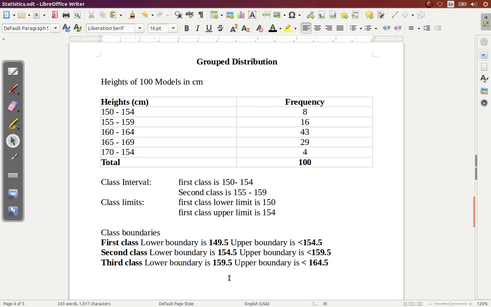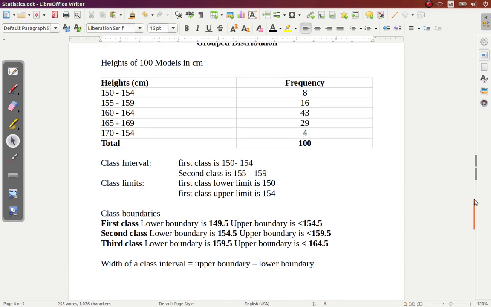Let's look at one more thing here. The width of a class interval. What is that? Basically, it is equal to the upper boundary minus the lower boundary. You see that?